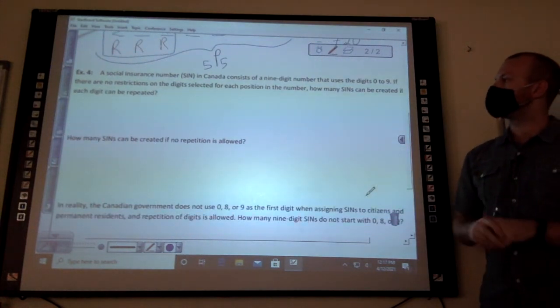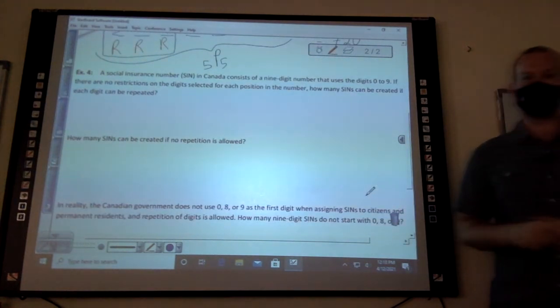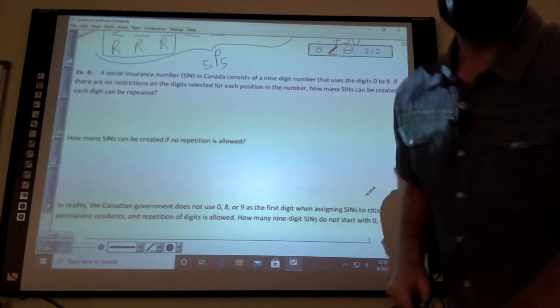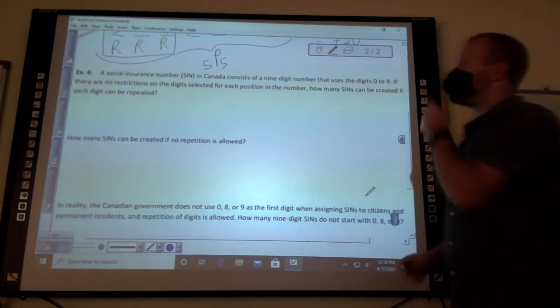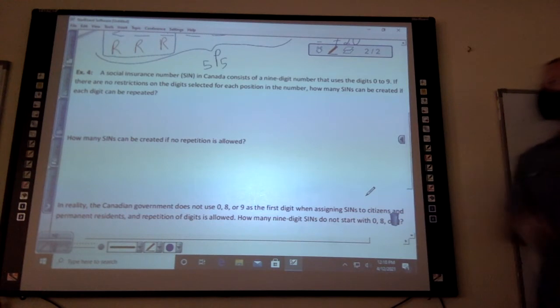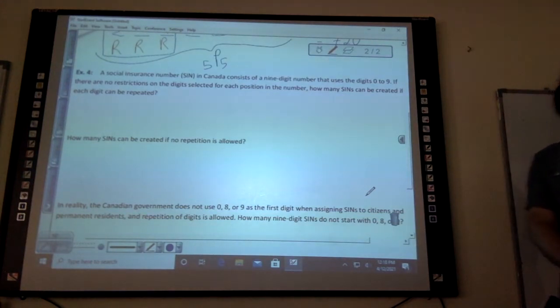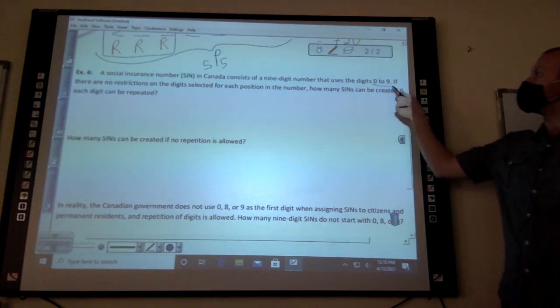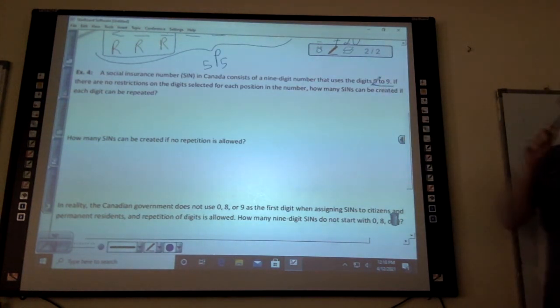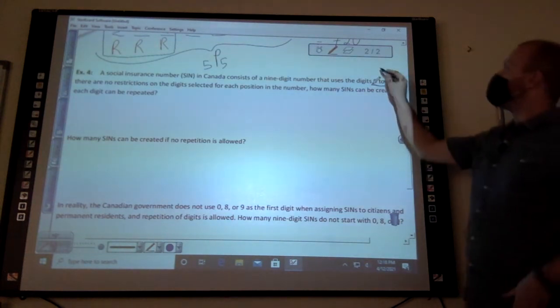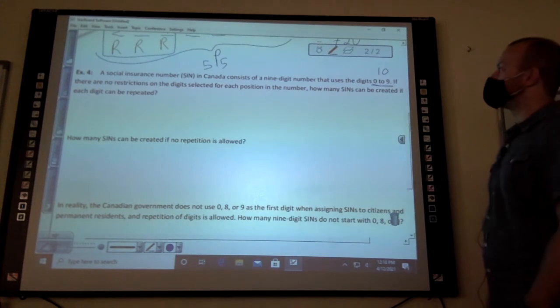So now let's try some numbers. And then this is the last little bit. Okay, so you don't need to know anything about social insurance numbers. It's just something that we have in Canada. And it's a 9-digit number that has the numbers from 0 to 9. So it just means 0, 1, 2, 3, 4, all the way up to 9. So we've got 10 different numbers you could have.